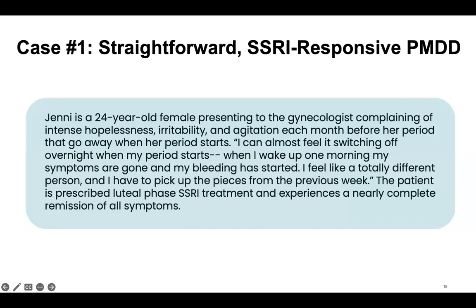So I just want to give a quick, straightforward case example. Here we have Jenny. Jenny is a 24-year-old female presenting to the gynecologist complaining of intense hopelessness, irritability, and agitation each month before her period that then goes away when her period starts.